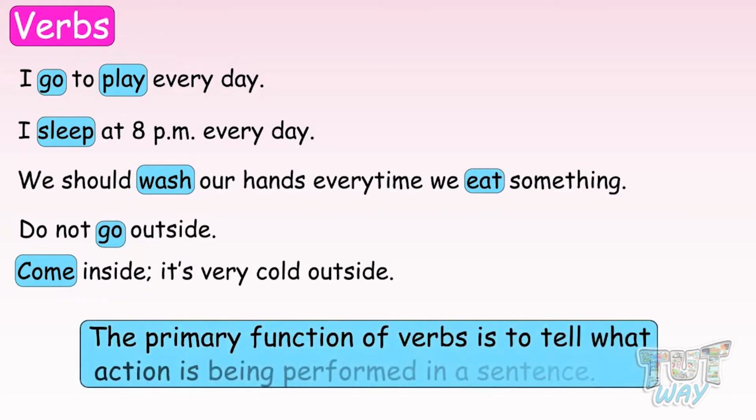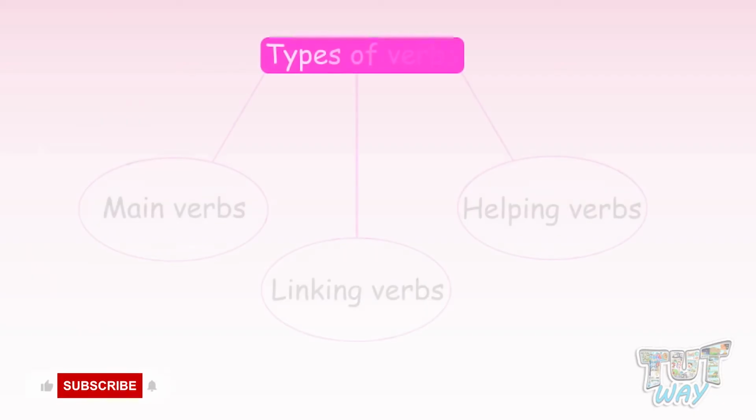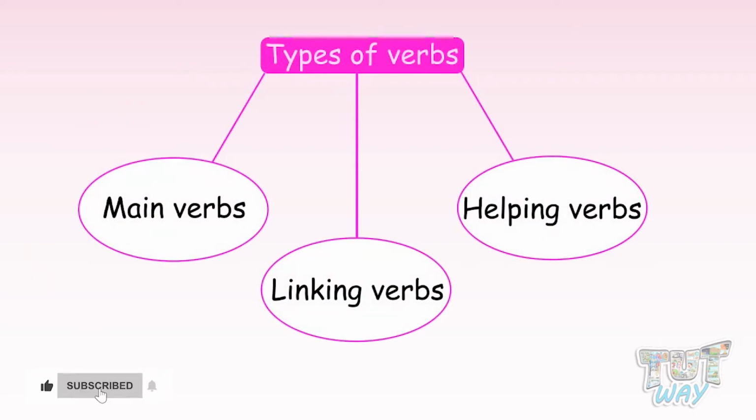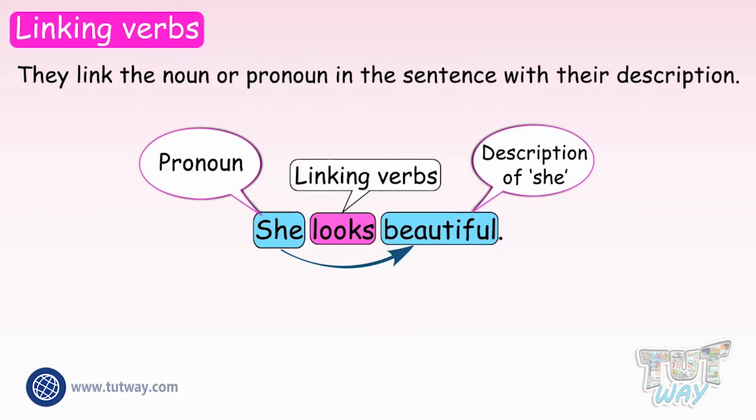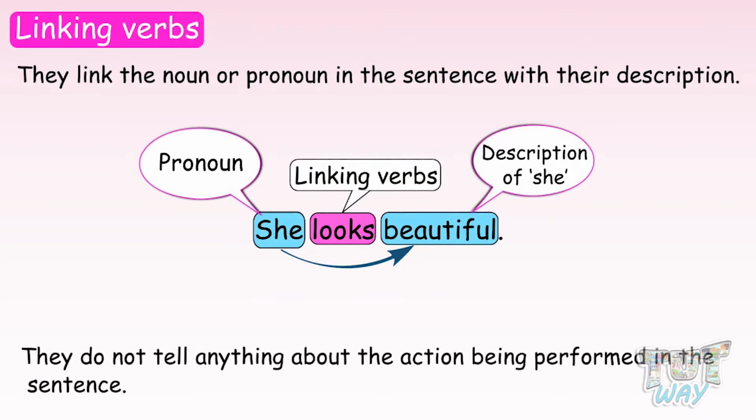So, the primary function of verbs is to tell what action is being performed in a sentence. But there are some other types of verbs also, such as linking verbs and helping verbs. Let's first learn about linking verbs. Linking verbs are called so because they link the noun or pronoun in the sentence with their description. They do not tell anything about the action being performed in the sentence.